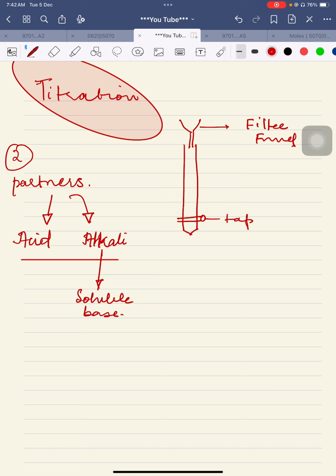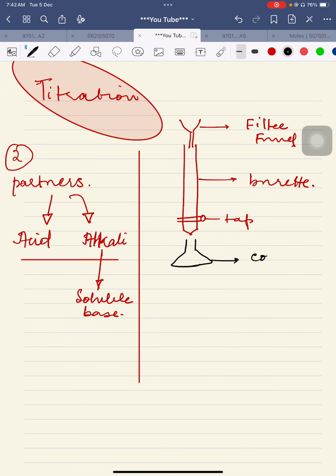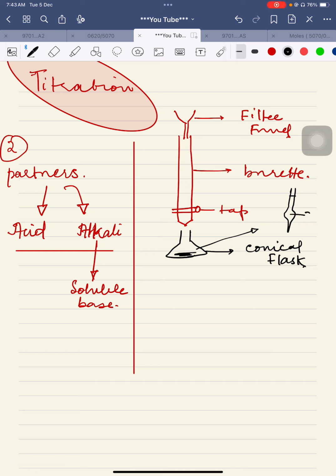Okay. Now one of the partners will be taken into the burette with the help of a filter funnel. The other partner is taken in a conical flask. It is called a conical flask. The other partner will be taken into the conical flask. With the help of which apparatus are we going to take it? With the help of a pipette. A pipette is an apparatus which has a top mark, and it is called 25 cm cubed mostly, and it is used with a safety bulb as a precautionary apparatus for this.